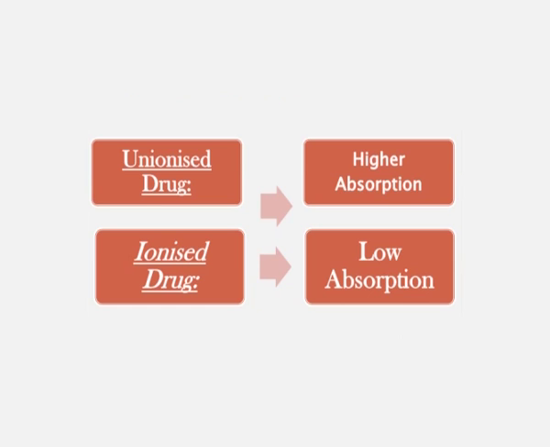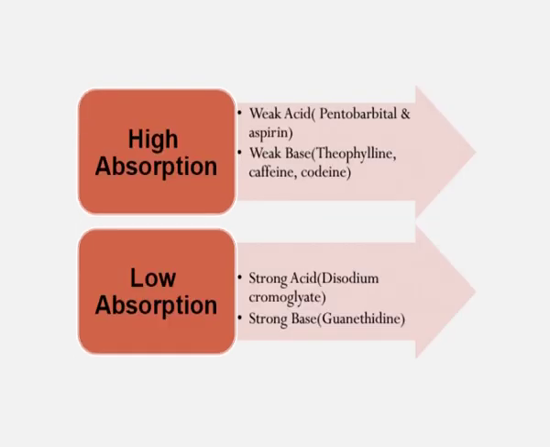Unionized drug shows higher absorption while ionized drug shows lower absorption. As given in the figure, weak acids like pentobarbital and aspirin and weak bases like theophylline, caffeine, codeine show high absorption, while strong acids like disodium cromoglycate and strong bases like guanethidine show low absorption.